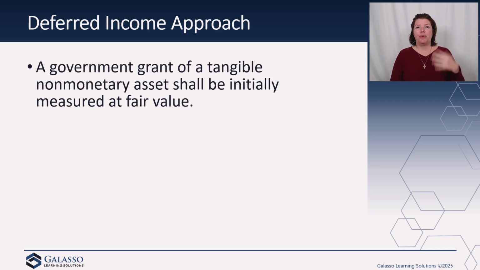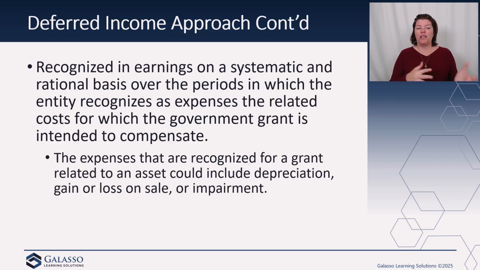So in this scenario, you would put the asset on the books at its fair value, and then you would recognize in earnings on a systematic and rational basis over the periods in which they recognize those related expenses. And so this could, again, be related to the asset for depreciation, gain or loss in sale, impairment, etc. So you recognize that building, and then you put it on the books and you recognize the income.